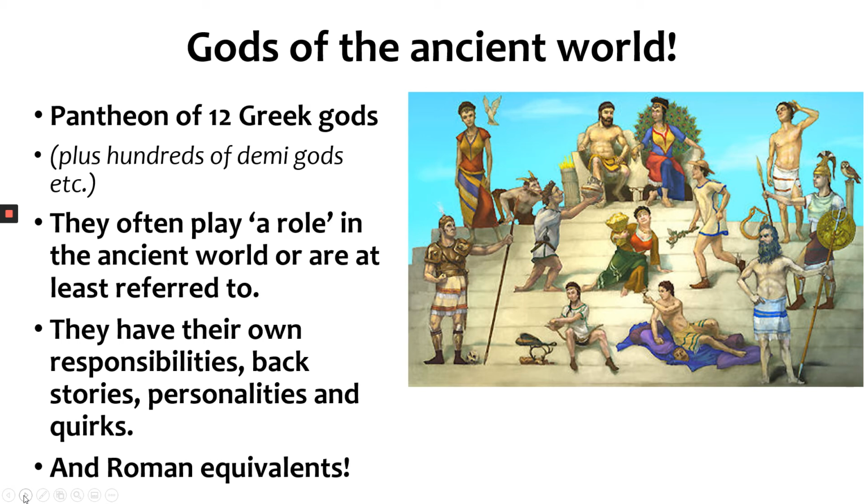Each of these gods has their own responsibilities. So, for example, Zeus is the king of the gods, but also the lightning bringer. Ares is the god of war, and so on. They all have their own backstories, their own origin stories, their own personalities, and their own quirks.